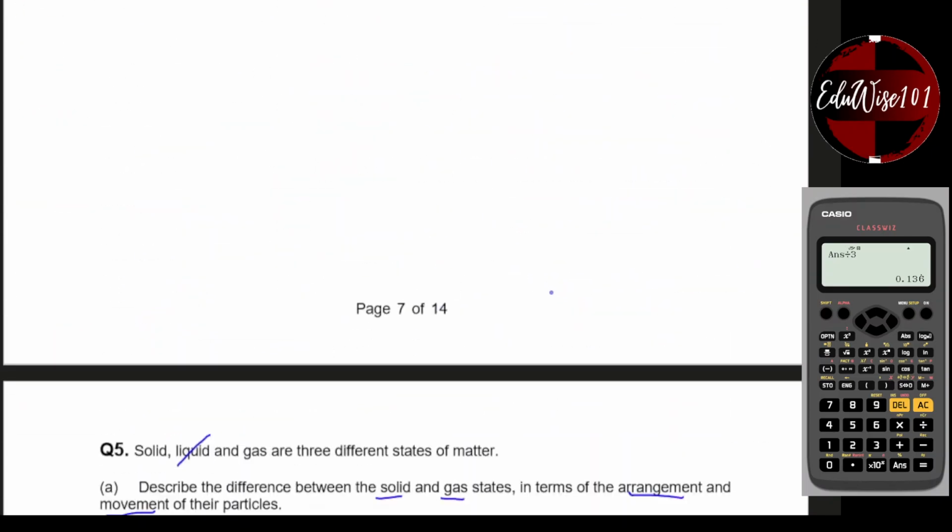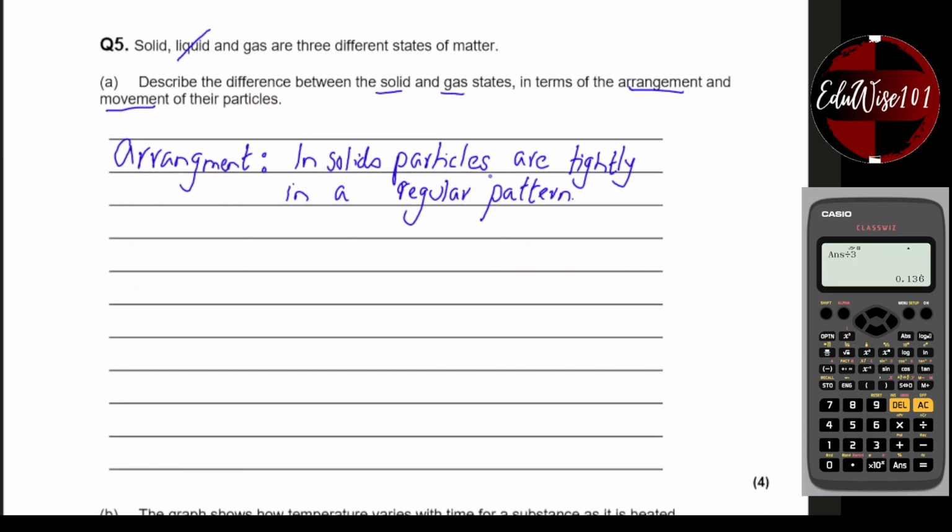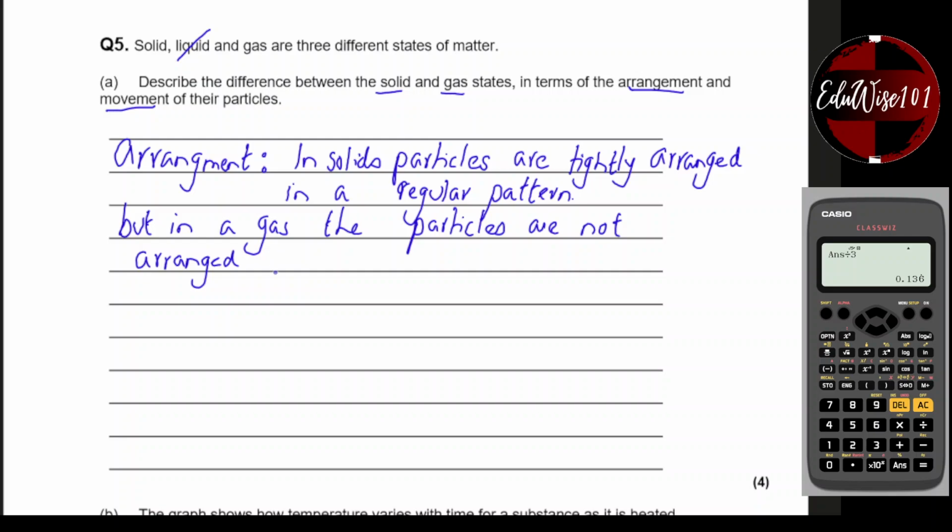So for the answer, going back, in solids, particles are tightly arranged in a regular pattern, but in a gas, the particles are not arranged and have a lot of space between them.